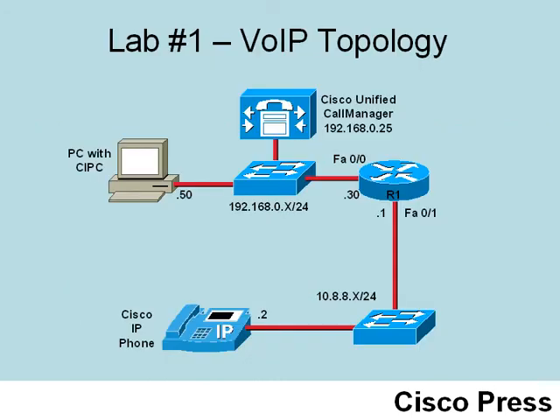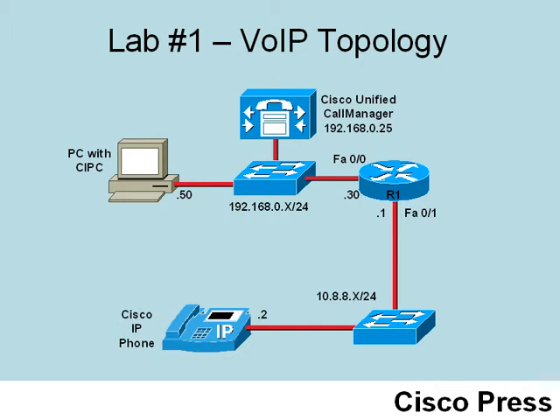We have a fairly simple topology. We have 2 IP phones. One IP phone is running on the PC you see on screen. That PC is running the Cisco IP Communicator software. That's acting as an IP phone. And we can plug a USB headset, as an example, into our PC to use that phone.